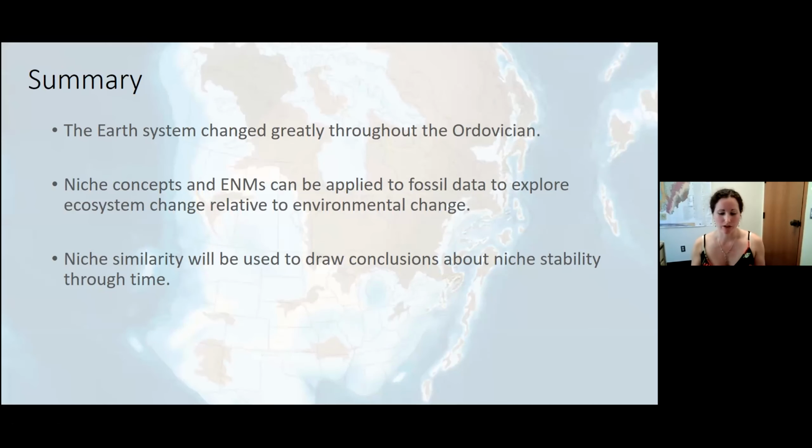So in conclusion, the Ordovician period changed significantly in both the abiotic and biotic dimensions, impacting evolution and ecology. By applying niche concepts to fossil data, I will be able to determine the degree to which different types of environmental change impacted species niches and whether those niches remained stable through time. This will help inform the validity of modern ENM applications and help us to understand long-term ecological patterns.